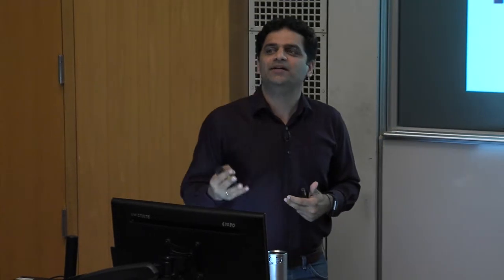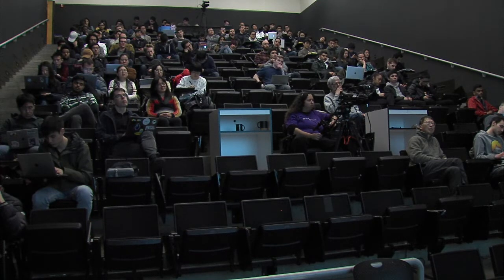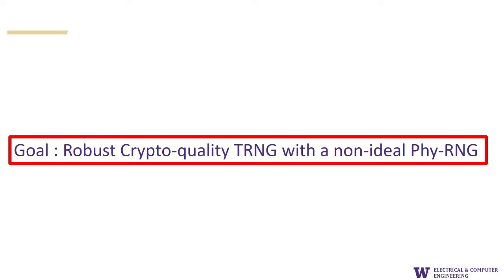It filters flicker, but unfortunately, it also filters white noise. And in filtering white noise, you once again get the problem of autocorrelation, which then raises challenges in being able to pass certain NIST benchmarks. So what's our goal? Our goal is to build robust crypto quality random numbers.